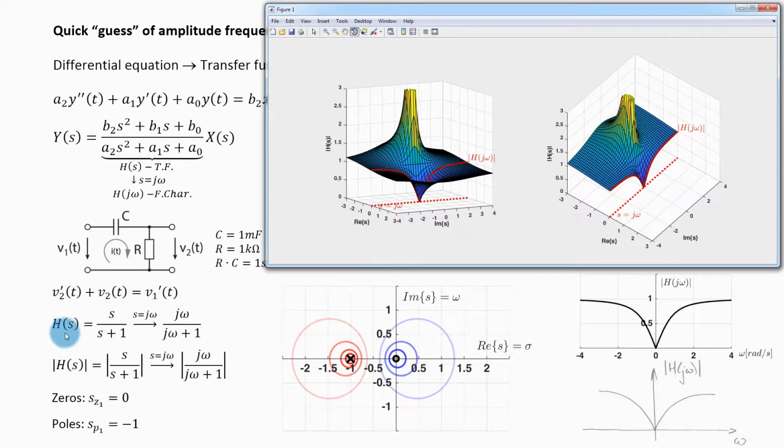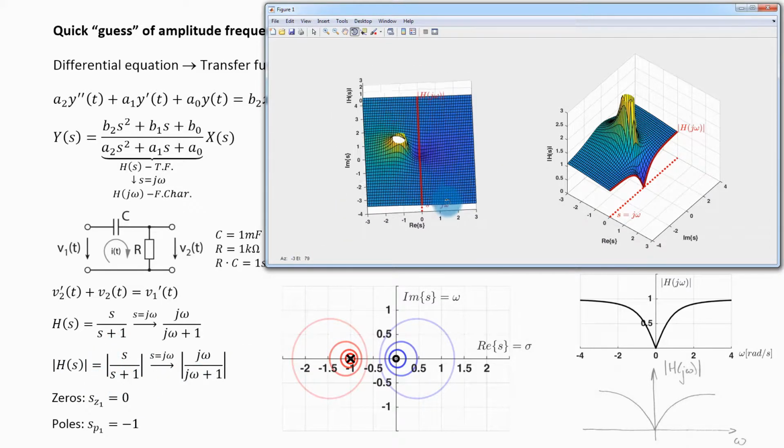Next, this transfer function has a pole at s equal to -1. Observe that when I take the limit of this transfer function with s going to -1, the transfer function will go to infinity. And also for the magnitude, when I take s to -1, this magnitude will go to infinity. And you can see that here as well.